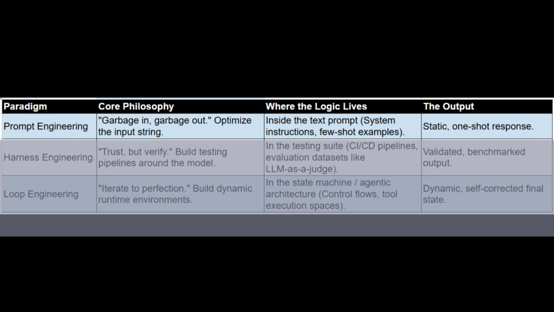In prompt engineering, the core philosophy is garbage in, garbage out, and the focus is to optimize the input string. The core logic lives inside the text prompt, system instructions, few-shot examples, and the output is static and generated in one shot.